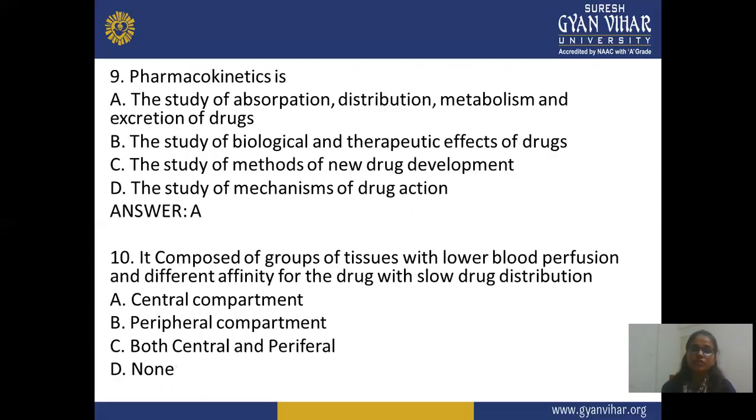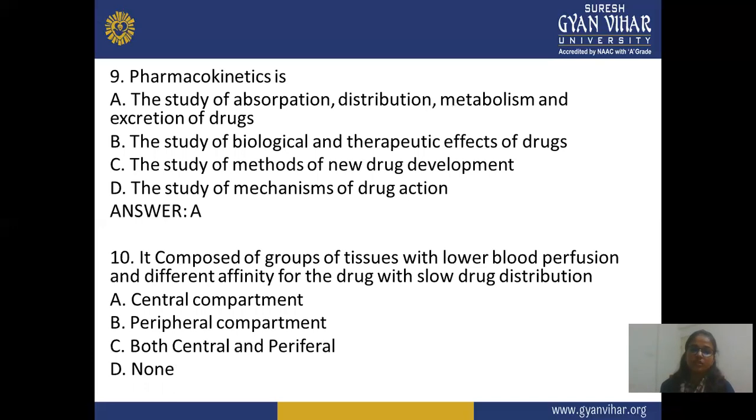Next is the ninth question. Option A: pharmacokinetics is the study of absorption, distribution, metabolism, and excretion of the drug. B is a study of the biological therapeutic effect of the drug. C is a study of methods of new drug development. And D is a study of mechanism of drug action. So these are the four options, or you can say definitions, of pharmacokinetics. We already discussed this briefly and descriptively in pharmacokinetics, so you can answer this question.